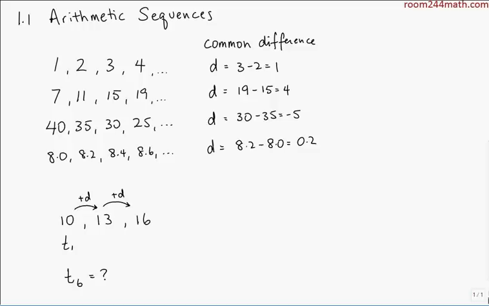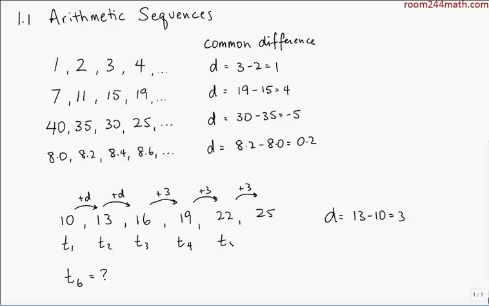And this is T1, this is T2, this is T3. So if we want to keep on going, we can just keep on adding the common difference. And the common difference in this case is simply 13 minus 10, which is 3. So if we keep on adding 3, we'll just generate new terms in the sequence. So we have 10, 13, 16. Let's add the common difference, 3, and we get 19. Let's add the common difference 3 again, and we get 22. And we'll add the common difference again, and we get 25. So here we have T4, T5, and T6.